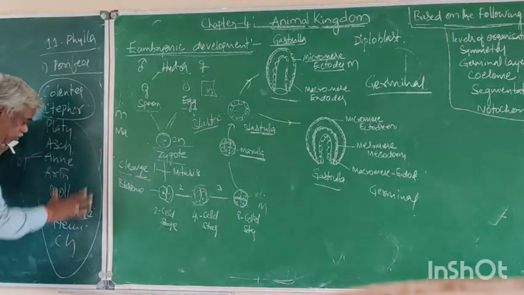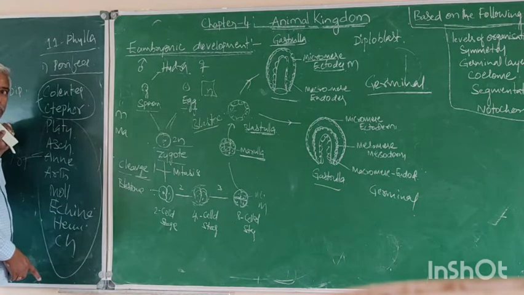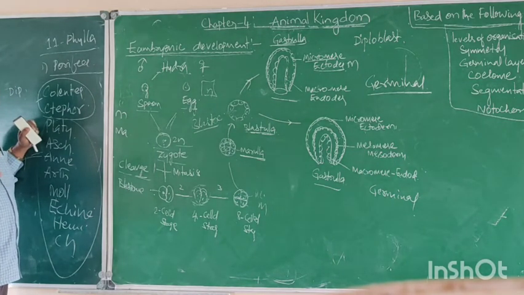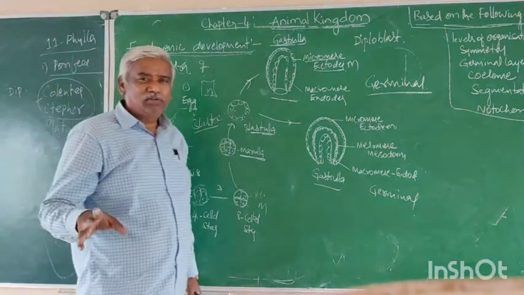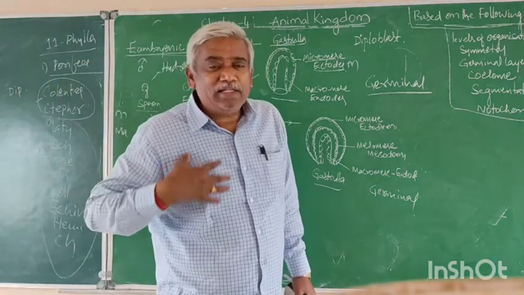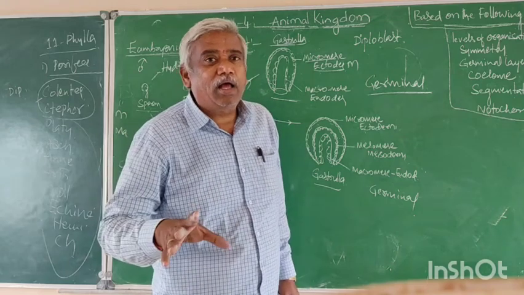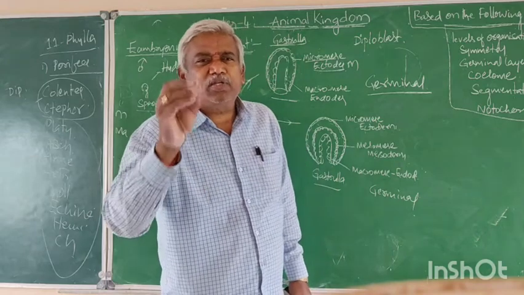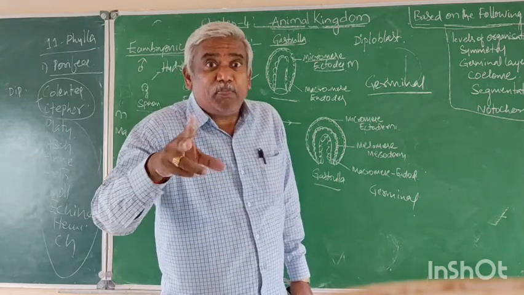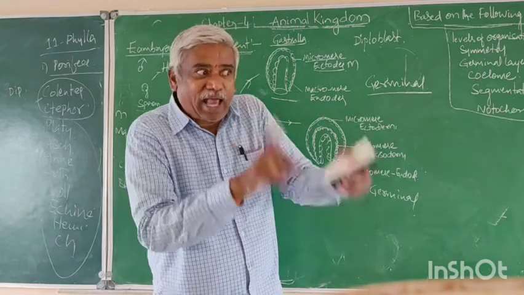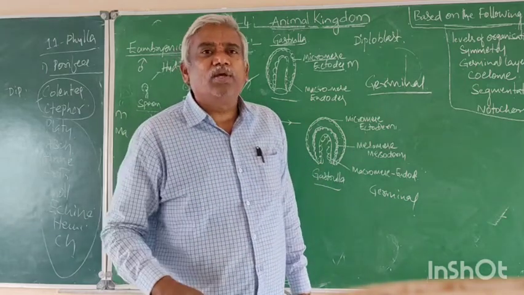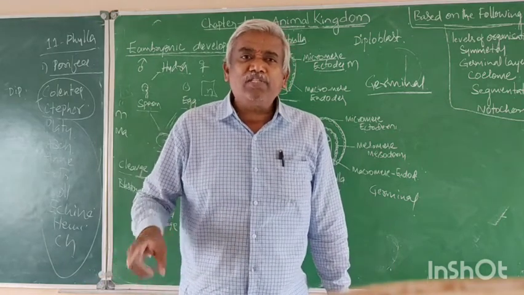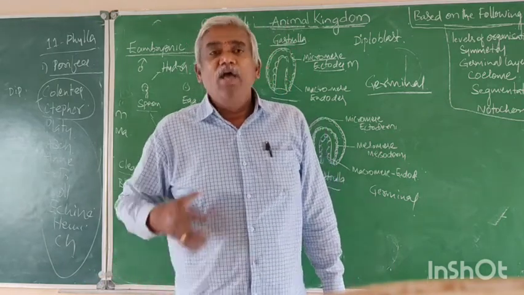If there are three germinal layers, the symmetry must be bilateral. These are linked characters: if bilateral symmetry, then triploblastic, and if triploblastic, then bilateral symmetry.